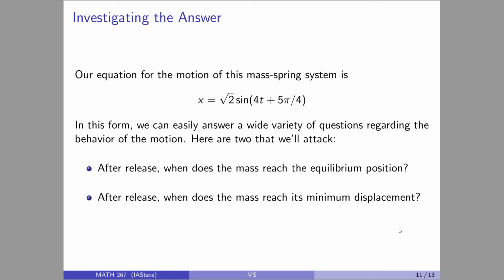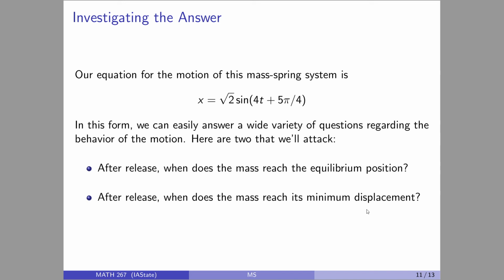So we want to ask then, well, okay, it's going to go. It starts at a foot above. It's pushed up. Well, right, we know the system oscillates, so eventually it gets back to equilibrium. So when does that happen after the release? And furthermore, when does it reach the minimum displacement? So we know that the displacement will oscillate between negative square root 2 and positive square root 2. When does it first hit that minimum displacement?